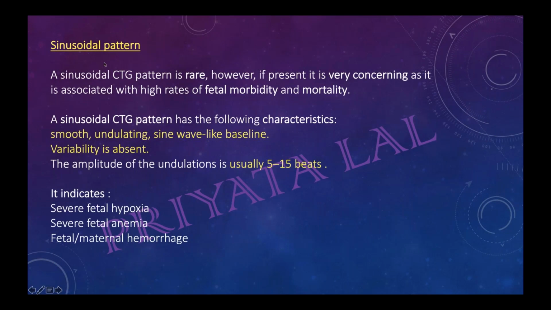Now, another thing you have to remember is the sinusoidal pattern. What happens in that? It is a very smooth sine-wave-like pattern. Usually variability is not there in these traces, and usually they will roam somewhere between 5 to 15. It indicates severe fetal hypoxia, severe anemia, or fetomaternal hemorrhage. The theory is not so important for you, you just have to see how it looks.